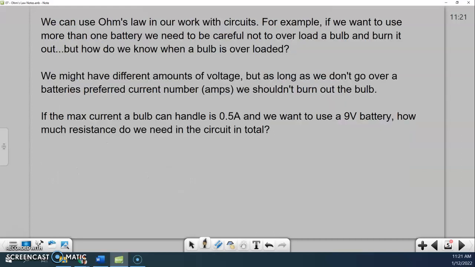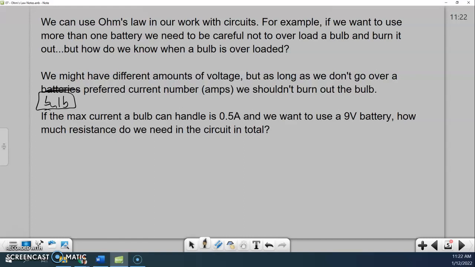Okay, again, Mr. Burns, why do we care? Well, we can use Ohm's law in our work with circuits. For example, if we want to use more than one battery, we need to be really careful not to overload a bulb and burn it out. If you put too many batteries in a series, the bulb will just burst. Too much energy for it. But how do we know when a bulb is overloaded? We might have different amounts of voltage, but as long as we don't go over a bulb's preferred current number, which again was written on the bulb, you shouldn't burn it out.